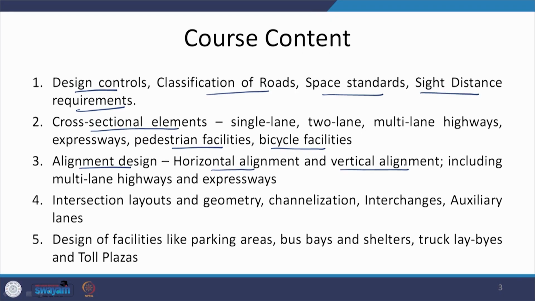In some conditions you may find the horizontal and vertical alignments overlapping with each other, and some information regarding that will also be talked about, that is how we are going to design and place the various facilities, so that the driver who is moving on that particular overlapping alignment does not face any problem and is able to negotiate that section with safety. When we talk about all of these alignment designs, we will also give some emphasis to the multi-lane highways as well as the expressways.